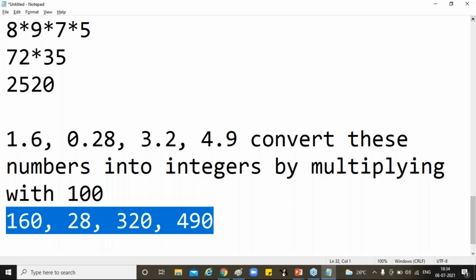Now the decimal numbers become integers, like the previous 14, 18, 24, 30. These are 160, 28, 320, 490. We know how to find the LCM for 160, 28, 320, 490. So first of all, find the LCM for the given numbers, ma.